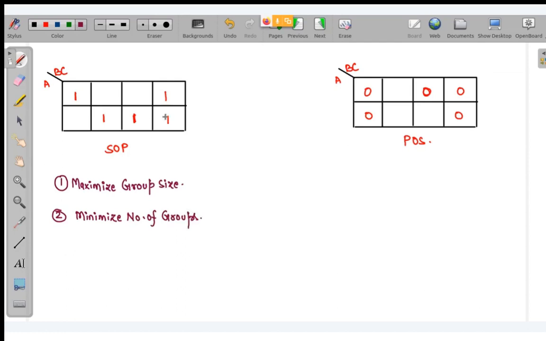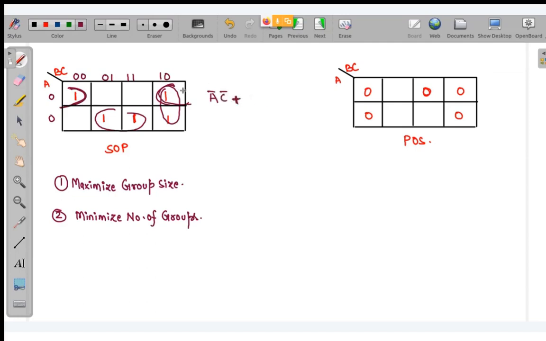So maximize group size, here I can make either group of 1, group of 2, group of 4. So 4 is not possible anywhere. I have to make group of 2. So this can be 1, another can be this, and the third will be this. So now if I start writing, first write all this. For this group, this is my group 1. So this is what? A complement. Now look common in B and C. So that is what? C equal to 0.